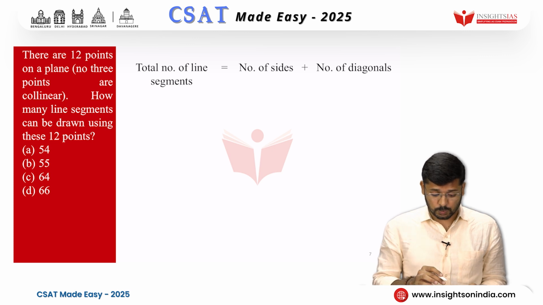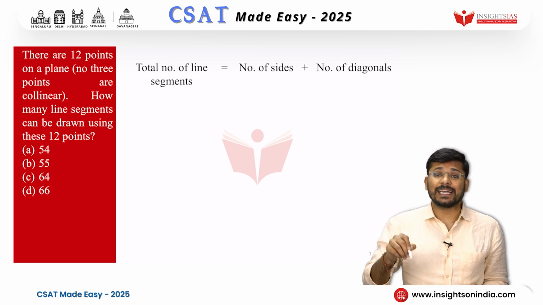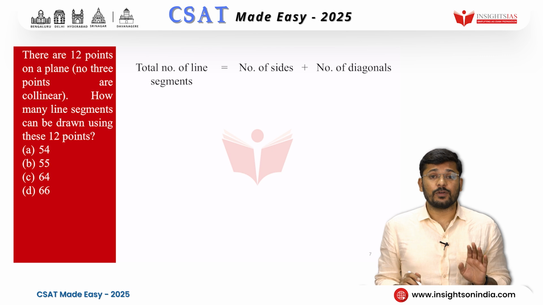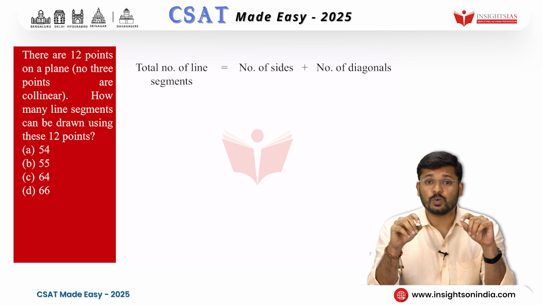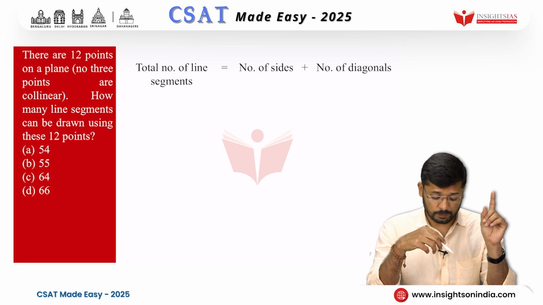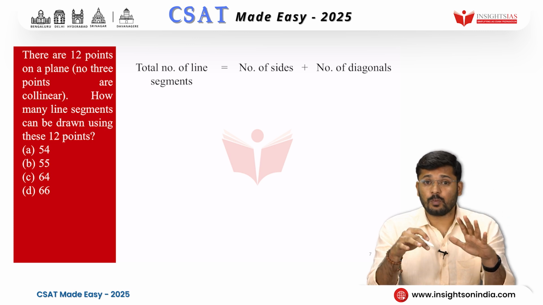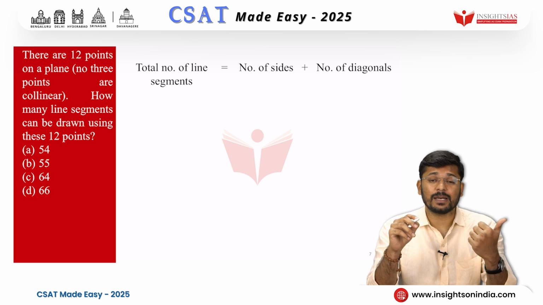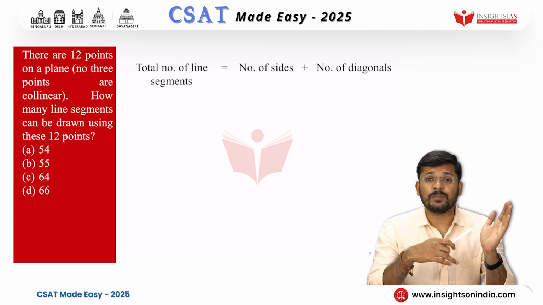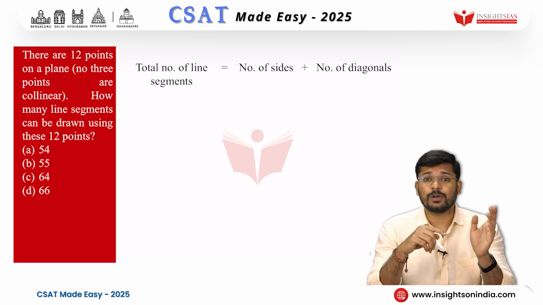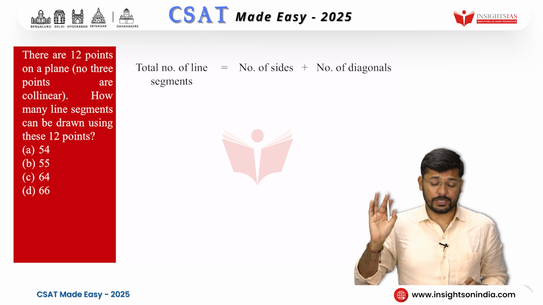Okay. Now they want us to calculate how many lines can be drawn between those 12 points. They are not asking for diagonals only; they are asking for sides also, because there are only 12 points. There is no line between the points also. So we need to calculate the number of sides, then the number of diagonals, and their sum would be the total number of line segments that can be drawn using these 12 points.